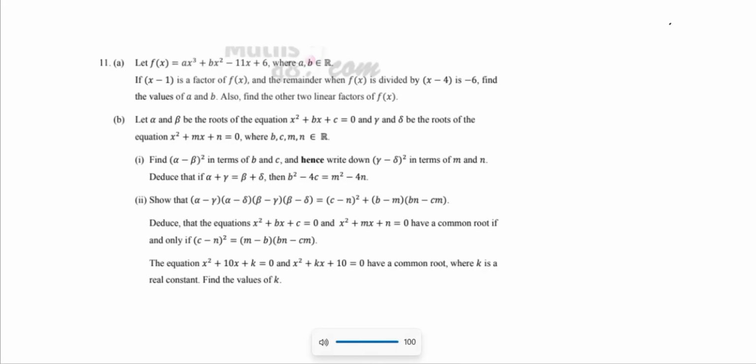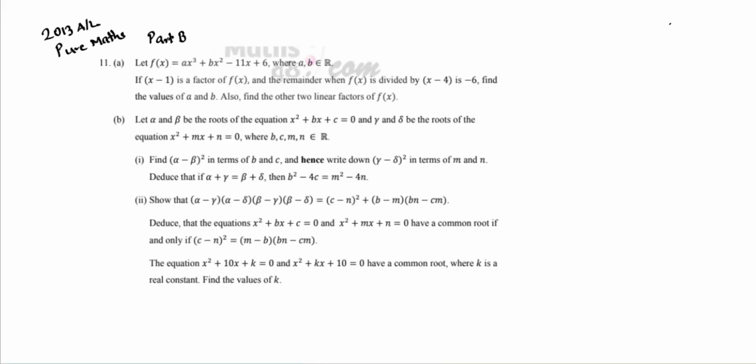So today we are going to discuss 2013 A levels Pure Maths, Part B, question number 11. So this is the first question in the Part B.